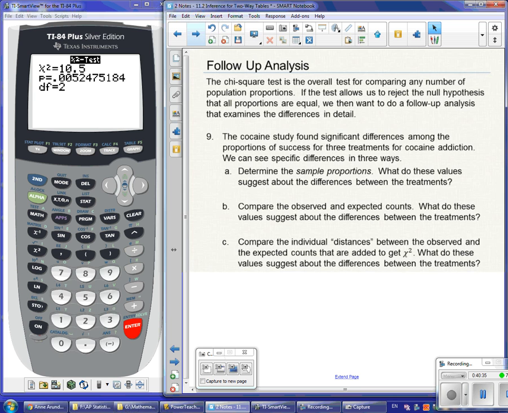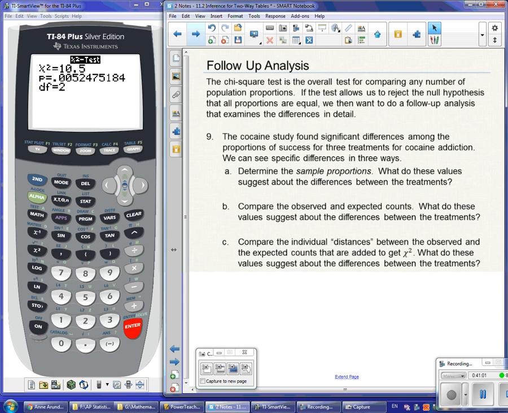So what we could do is look at the sample proportions. What do these values suggest about the differences in the treatment? I could find the sample proportion of the people who didn't relapse in each of the groups, and then I could compare those. I could compare the observed and the expected counts a little bit deeper. What do these values suggest about the differences in the treatments? I could do this with a double bar graph or a side-by-side bar graph.